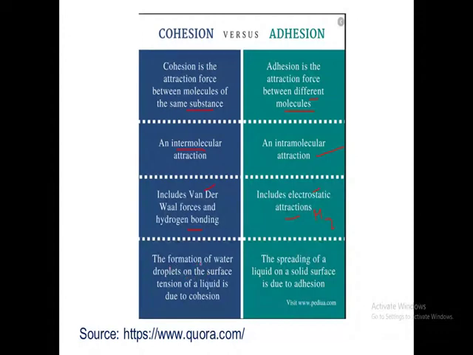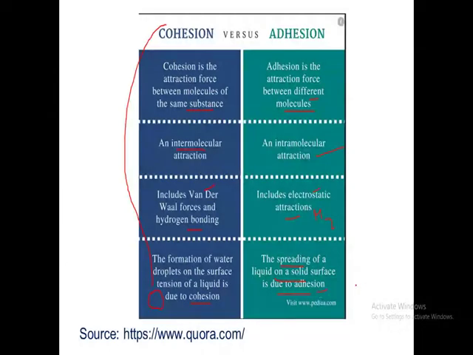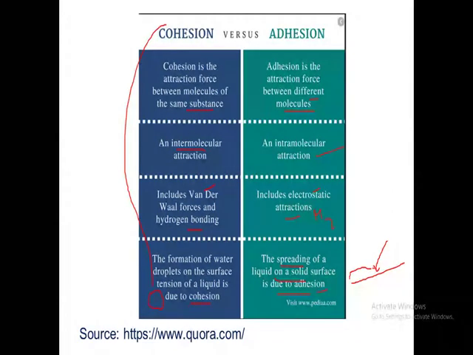Then, the formation of water droplets, the surface tension of a liquid, the spherical shape of a liquid drop is due to what? Due to cohesive forces, whereas the spreading of a liquid on a solid surface is due to adhesive forces. What it means, I showed you in the earlier slide: when you put a water drop on a glass surface, if the volume of the water drop is more, it just spreads like this. The water drop spreads on the glass surface.